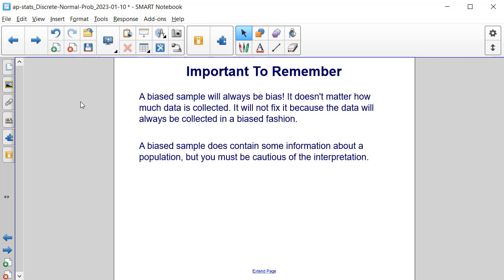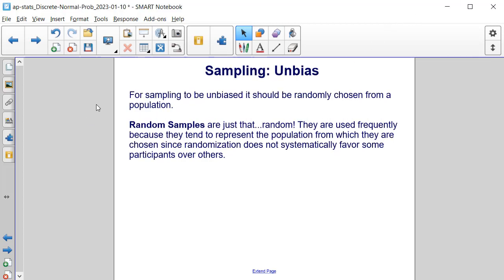It is very important to remember that a biased sample will always be biased. It doesn't matter how much data is collected, it will not fix it because the data will always be collected in a biased fashion. A biased sample does contain some information about a population, but you must be cautious of the interpretation. For sampling to be unbiased, it should be randomly chosen from a population.